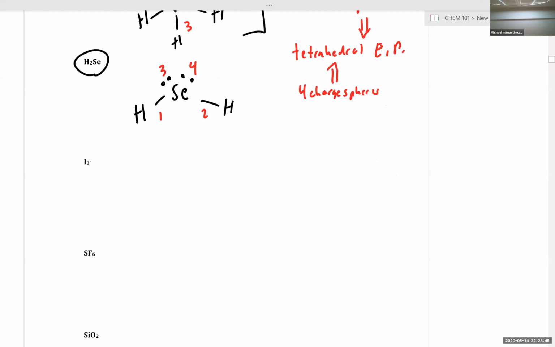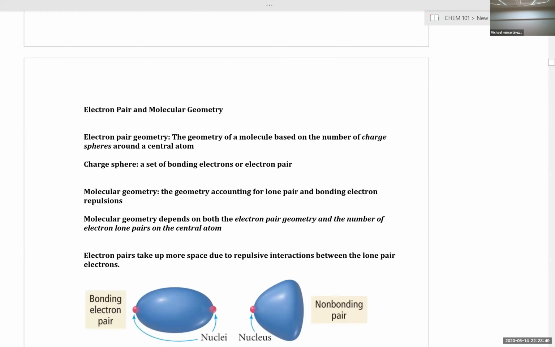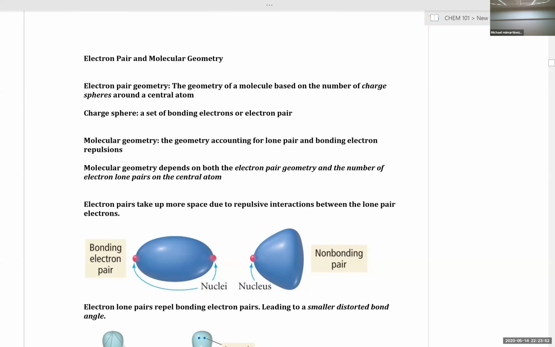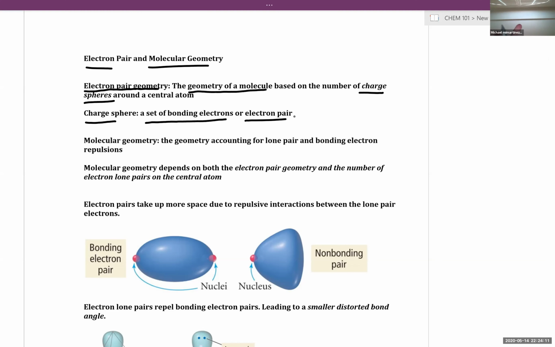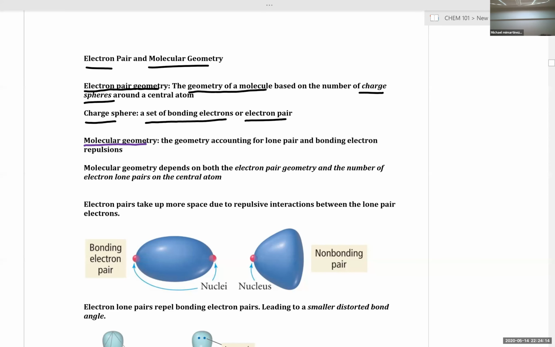Let's look at a few more examples. This time we're going to add a twist to it. Electron pair and molecular geometry are slightly different. The electron pair geometry is the geometry of a molecule based on the number of charged spheres, where a charged sphere is a set of bonding electrons or an electron pair. Now, molecular geometry is the geometry accounting for lone pair and bonding electron repulsions. Molecular geometry depends on the electron pair geometry and the number of lone pairs on the central atom.